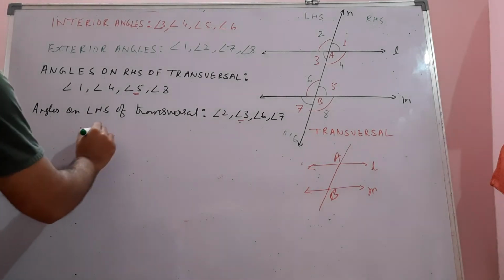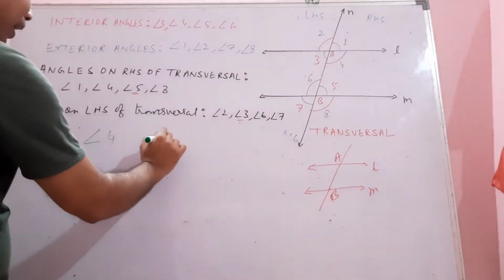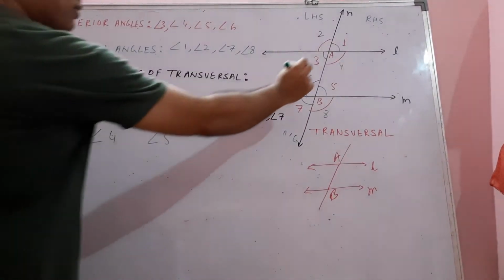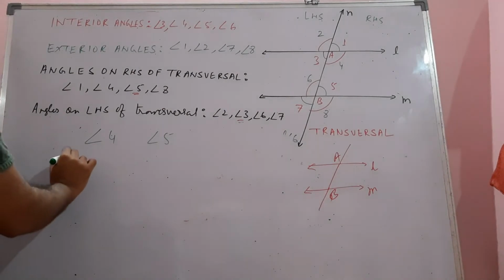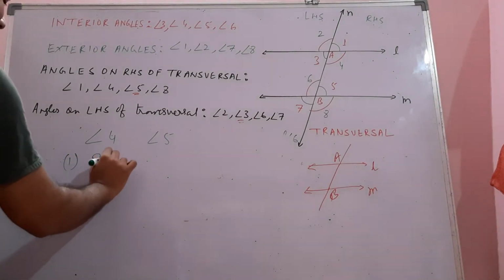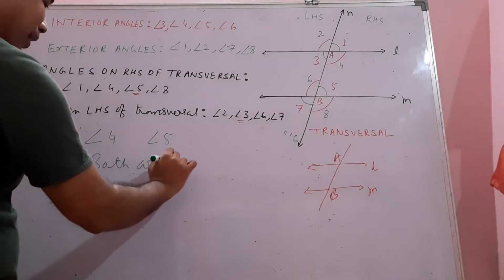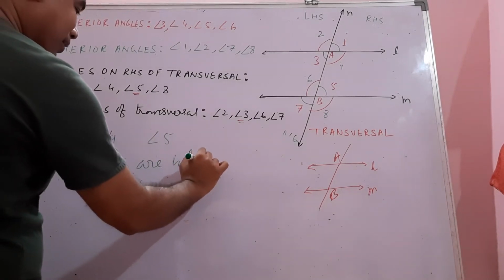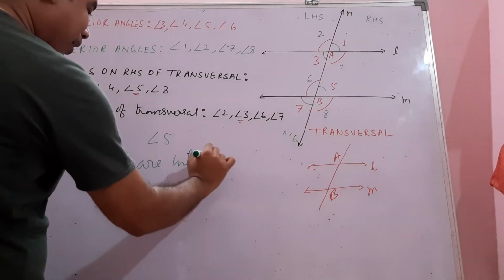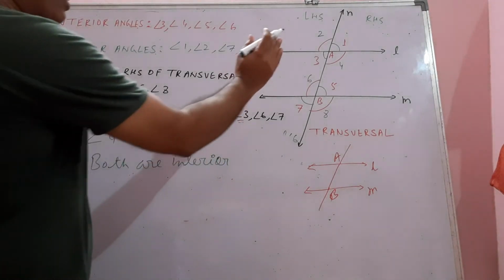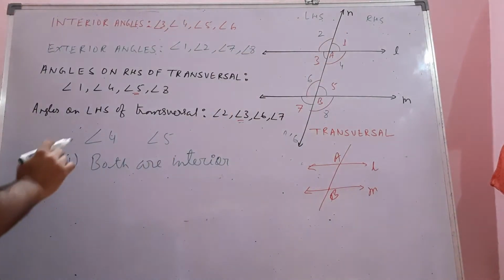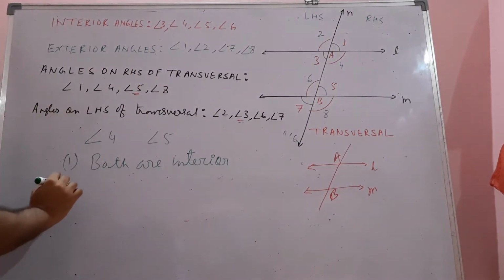Okay, see the diagram. Angle 4 and angle 5. These two angles, what can you see about them? Number one, they are interior. Both are interior, that I think all of you can see clearly. Number two, they are on the same side of the transversal. 4 and 5, you see they are on the right side of the transversal.